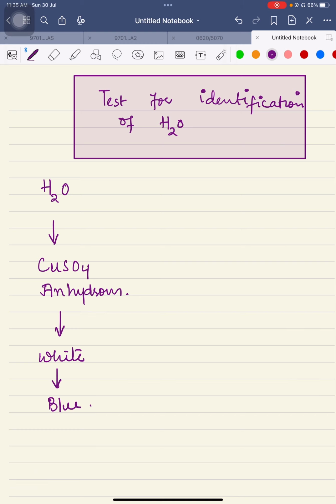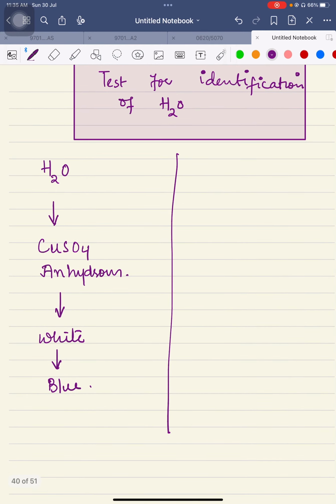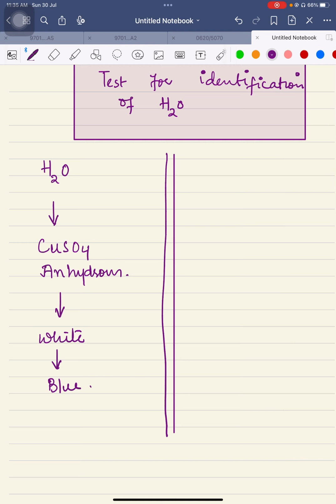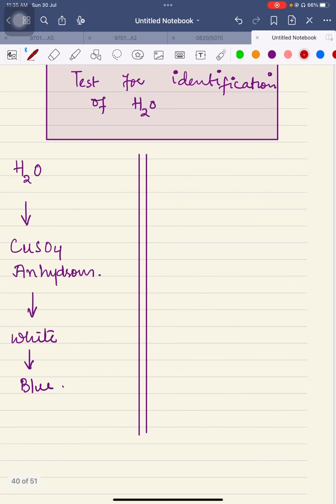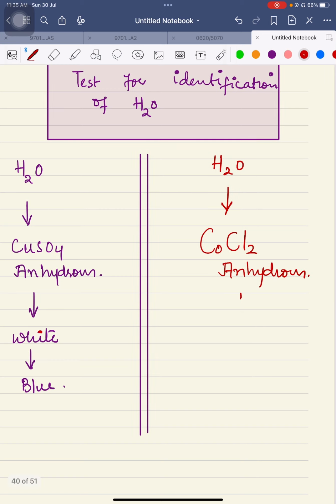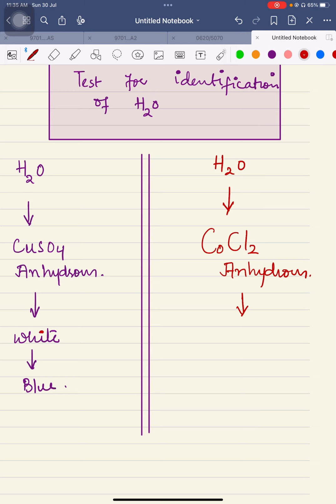I will tell you many things on the next page. Okay, there is another test. And what is that? It is water, and we are passing it through anhydrous cobalt chloride, and there is a color change. And what is that? It is from blue to red. Okay, from blue to red. So this is the color change in case of cobalt chloride, and this is the color change in case of copper sulfate. Okay, let me change the board.